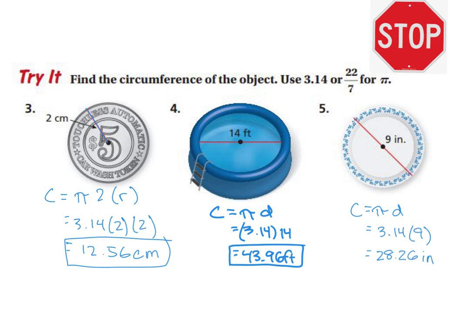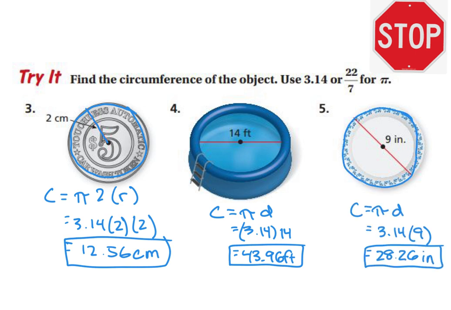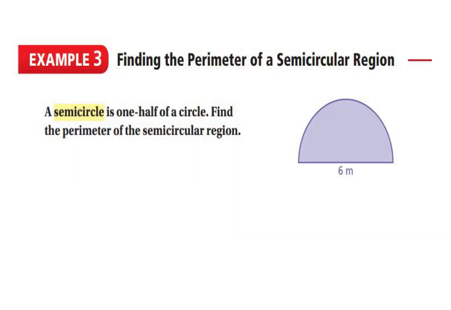And this is inches. And again, circumference is the distance all the way around these shapes. Example 3 now requires us to find the perimeter of a semicircular region. A semicircle is 1/2 of a circle. So we'll be looking to find the perimeter of this semicircle.